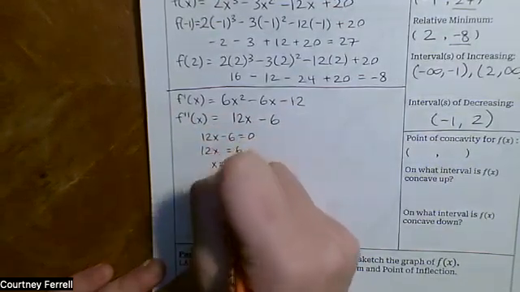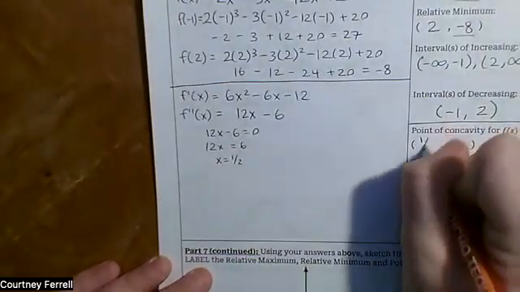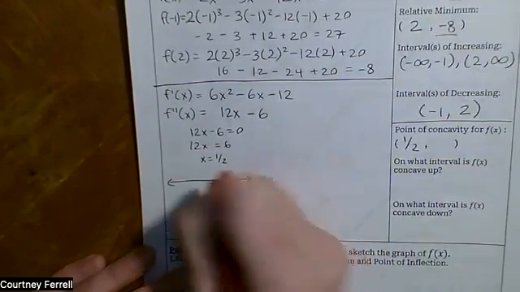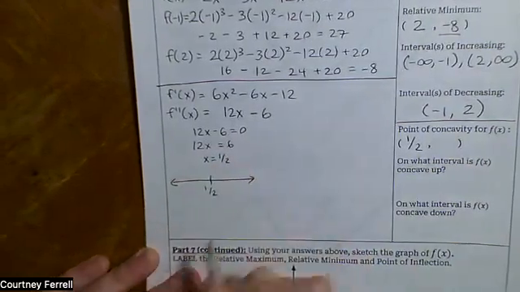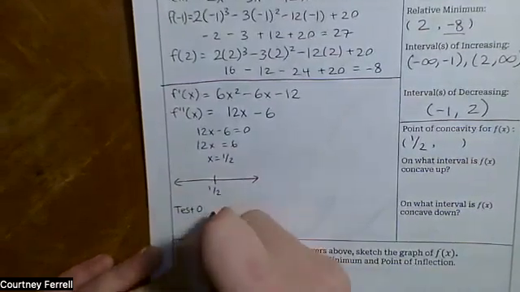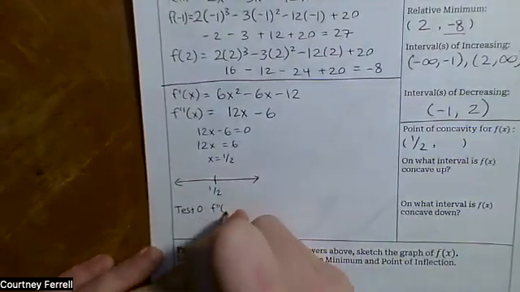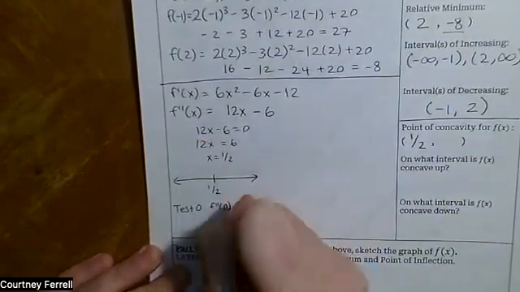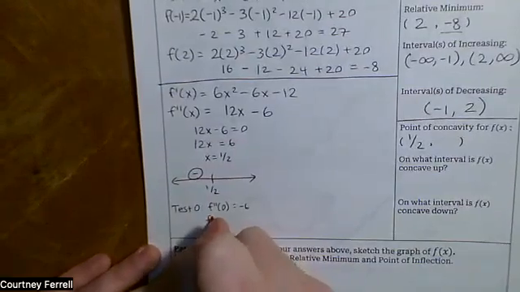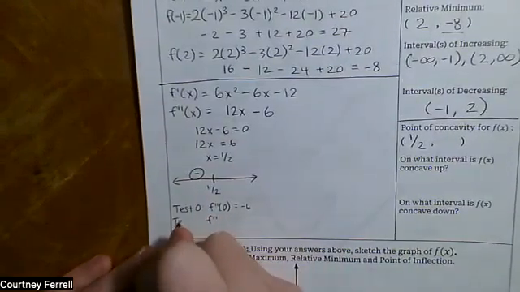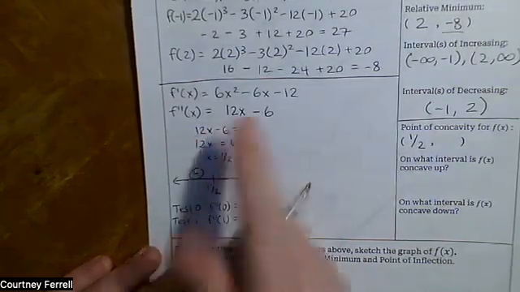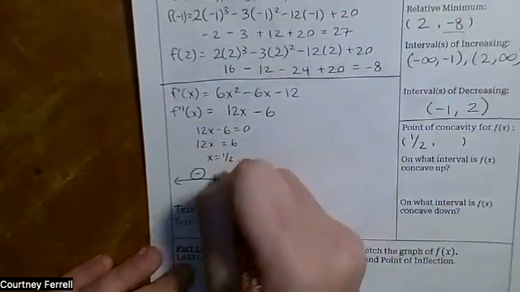Okay, so I know the point of concavity is at half comma something. I'm going to draw my little number line, and I'm going to test a value before half. So I'm going to test 0. The second derivative at 0 gives me -6, so that's negative. And the second derivative at 1, 12 times 1 is 12, minus 6 is positive 6. So positive.